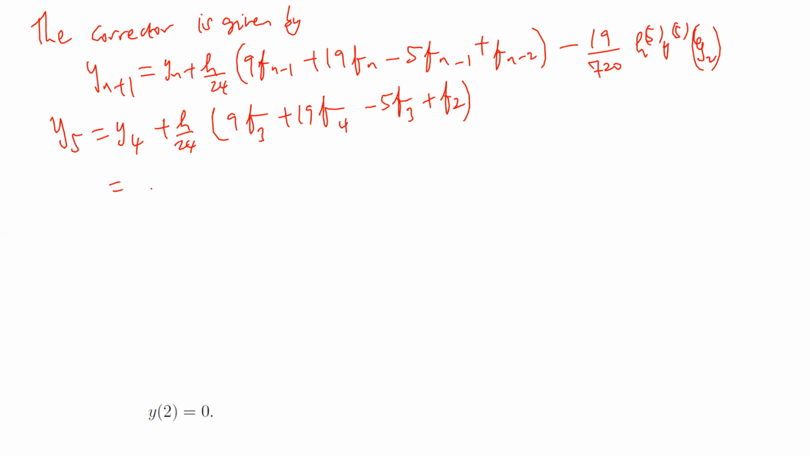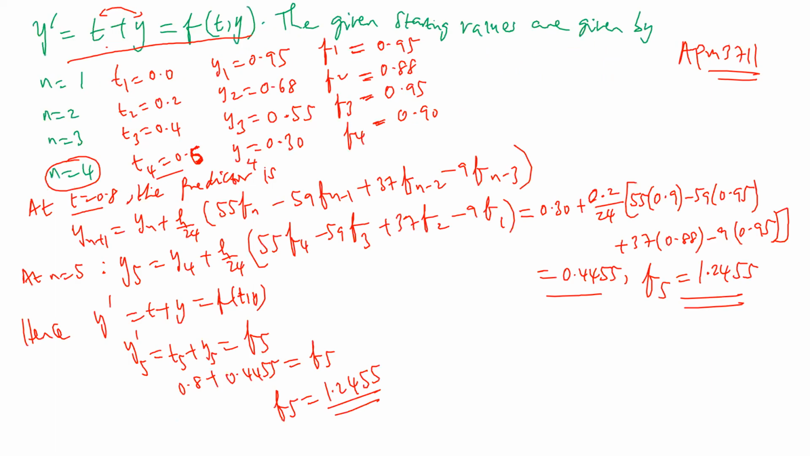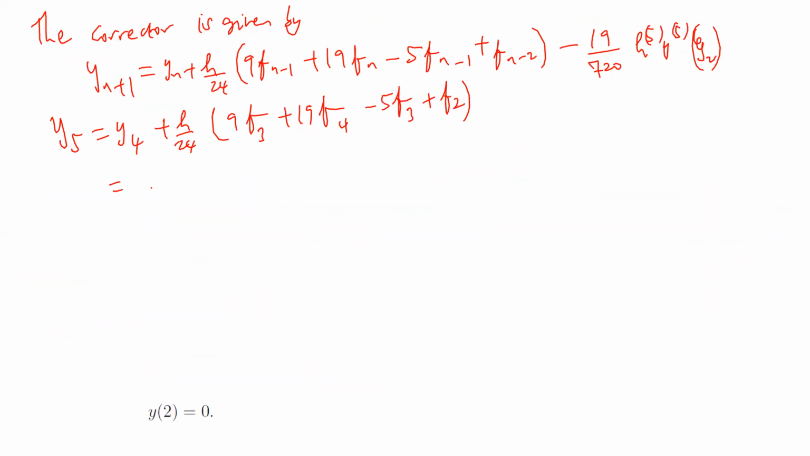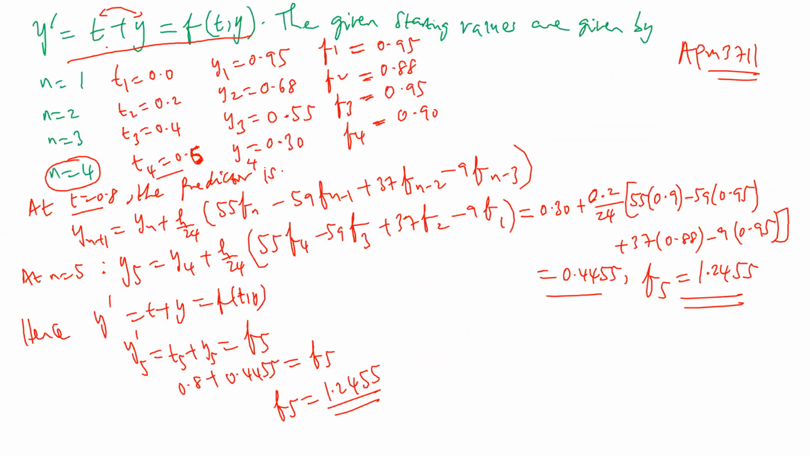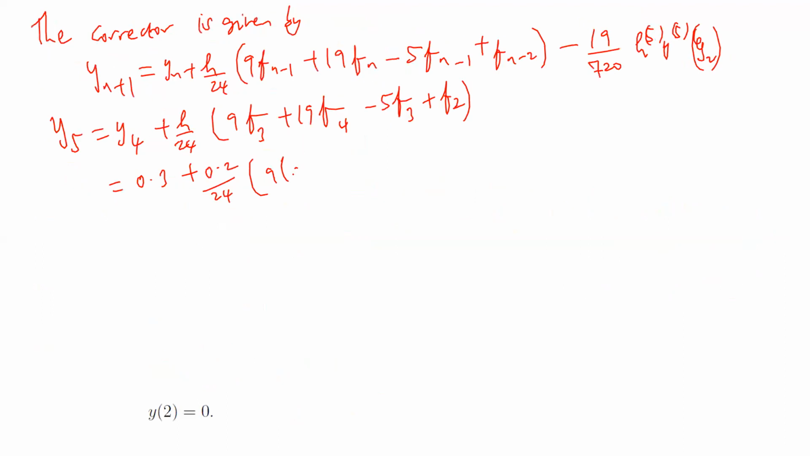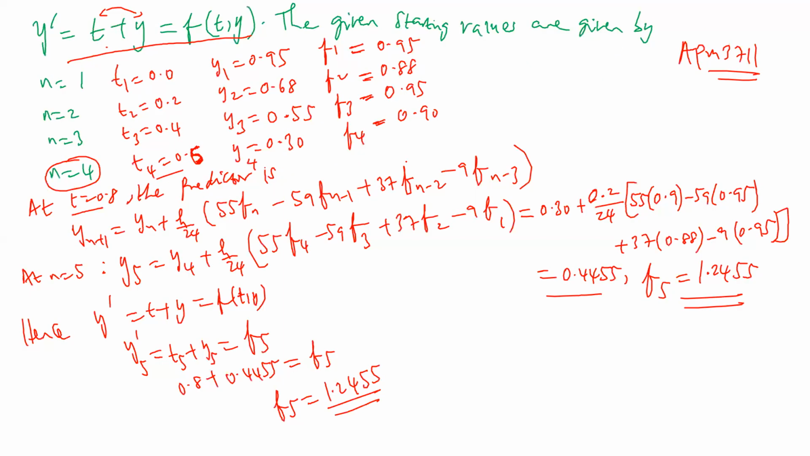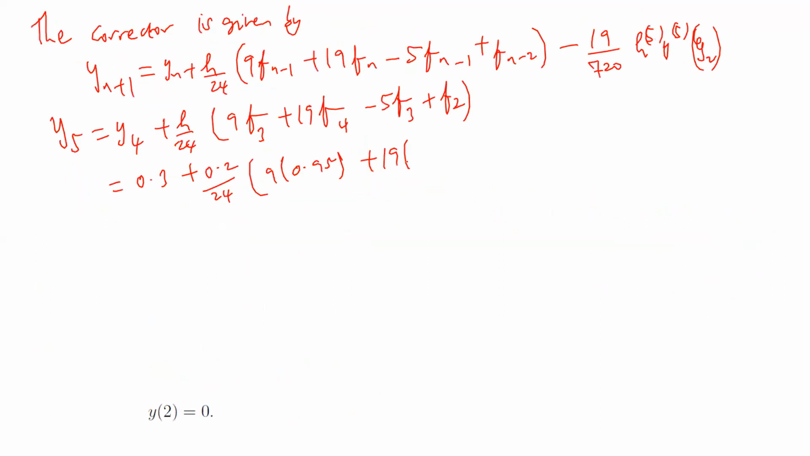So you'd remember that the Y4 is in the table 0.30. You're going to come here and put it here, 0.30. The H is 0.2. F3, so from the table, 0.95. F4, 0.90. F4 is scale 0.90.